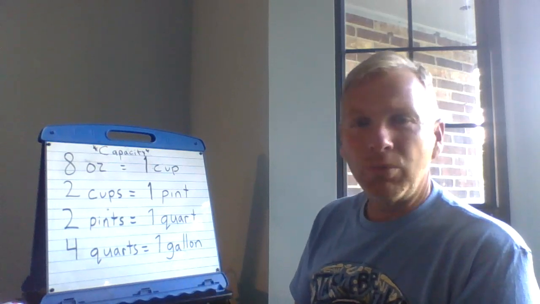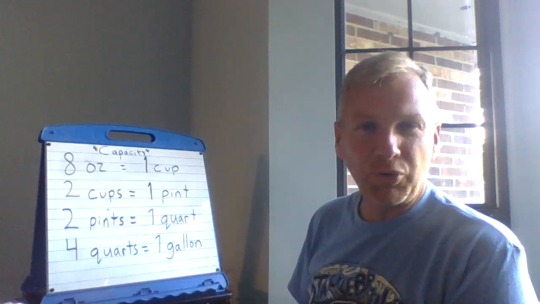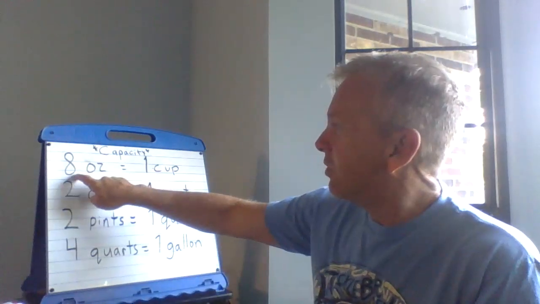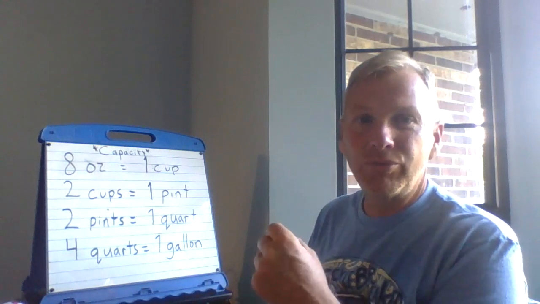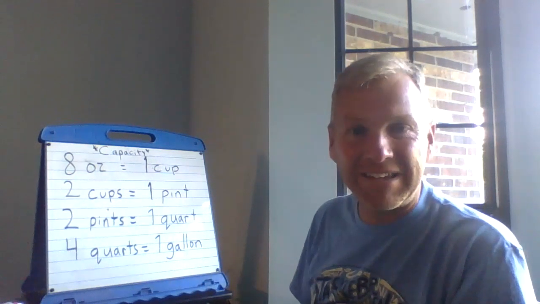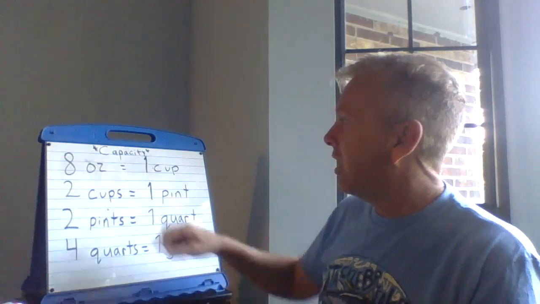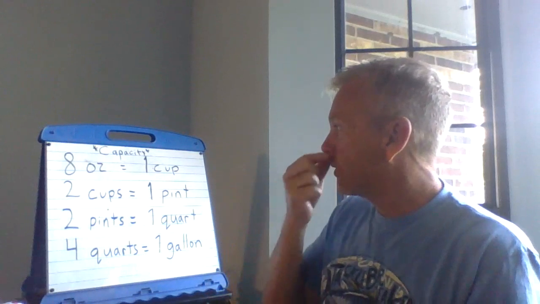So if somebody said, how many ounces are in 2 cups? That's where we're going to use multiplication today. If I know that 8 ounces is equal to 1 cup, obviously 2 cups would be 2 times 8 ounces, which is 16 ounces. And we'll do some more conversions just like that.